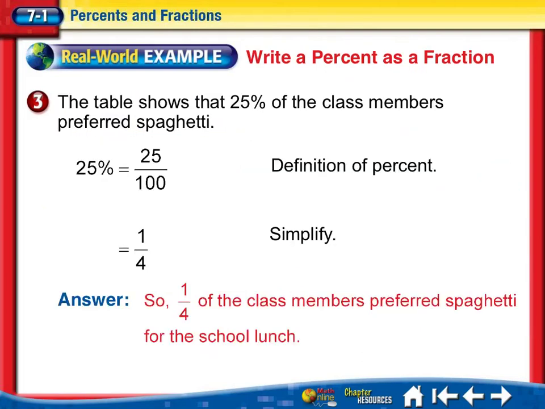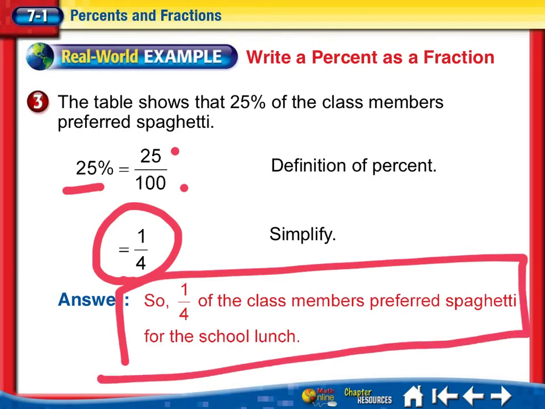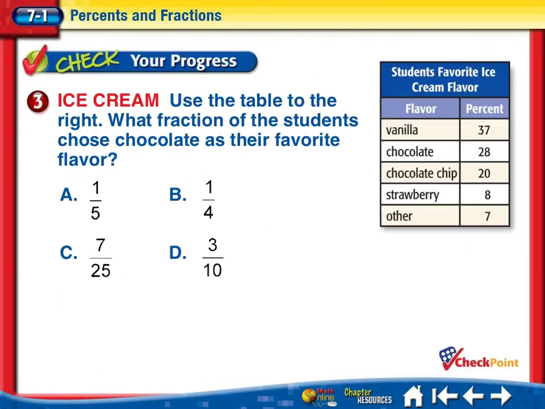So we know the table showed 25% of the class members preferred spaghetti because 25 out of 100 is expressed as 25%. We can actually think about this in money, quarters, and we can divide the top by 25 and the bottom by 25, and that will give us 1/4. So 1/4 of the class members prefer spaghetti for their lunch. Okay, here's one for you to see how you're doing on this concept. Use the table to the right. What fraction of the students chose chocolate as their favorite flavor? This is identical to the problem I just showed you, so if you need to, rewind and watch what I just did again.